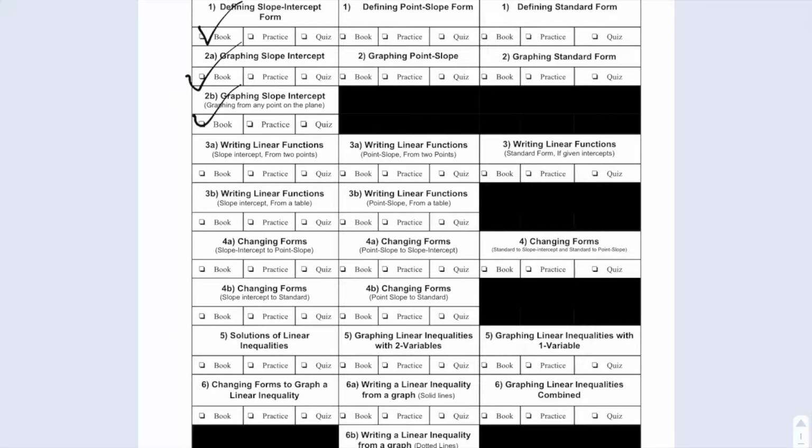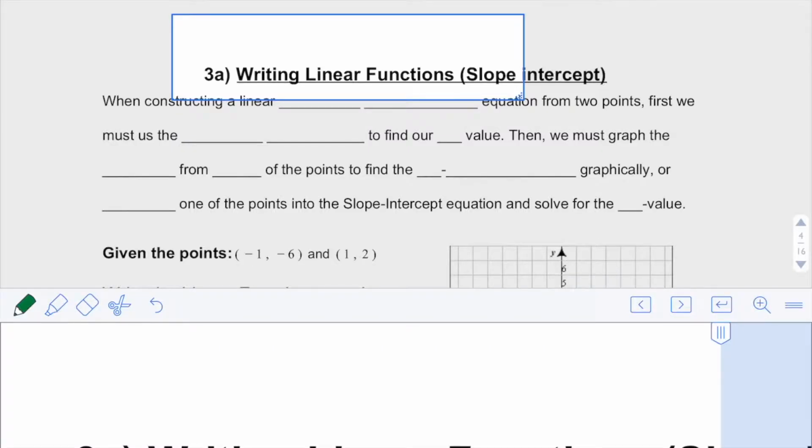Here we are, Algebra 1 students in Unit 5, Lesson 3a of Tier 1, Writing Linear Functions. Check off your booklet, please. Here we are, Tier 1, Lesson 3a, Writing Linear Functions, Slope-Intercept.